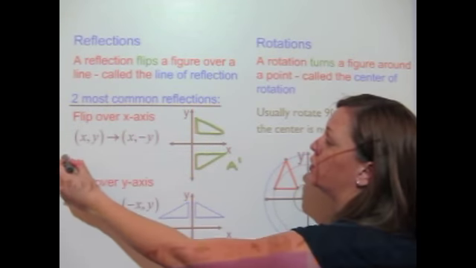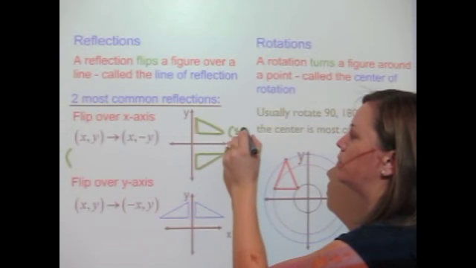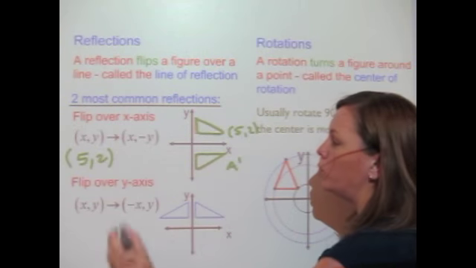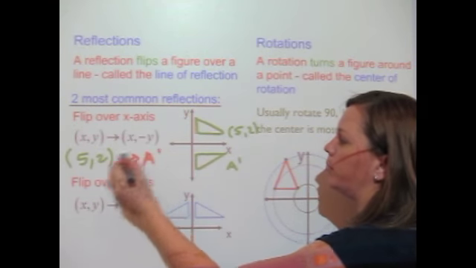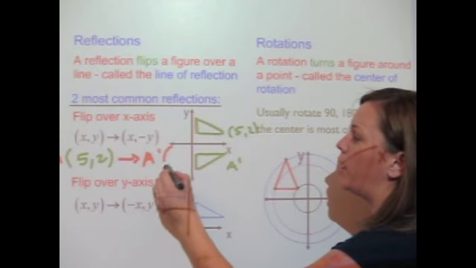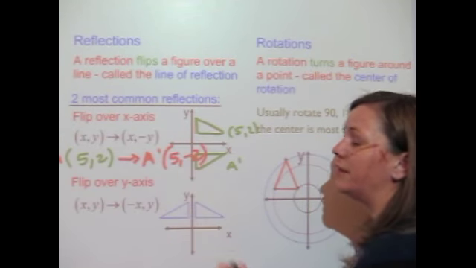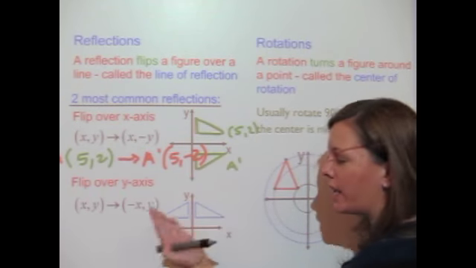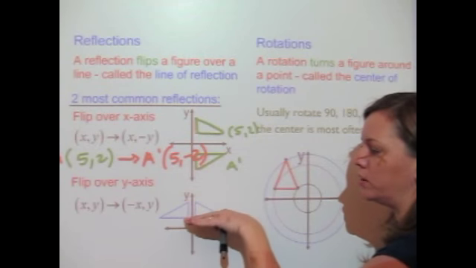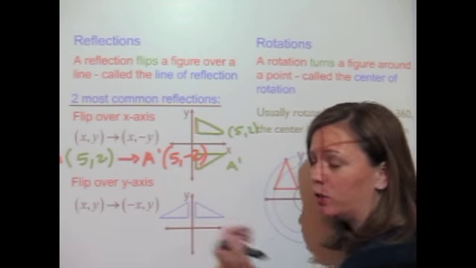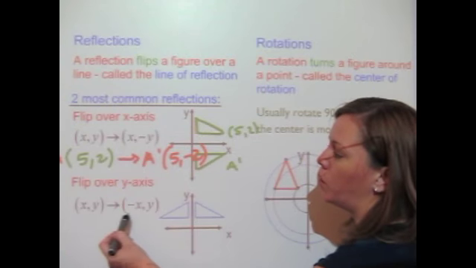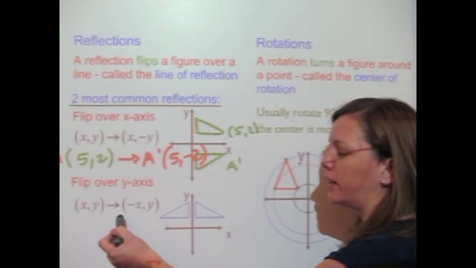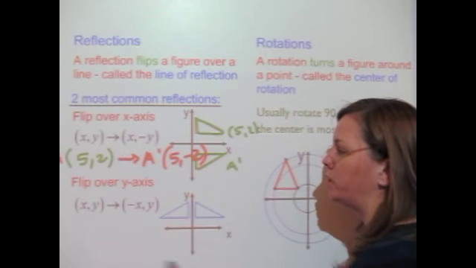So what happens in a reflection over the x-axis, your x coordinate stays the same, your y coordinate becomes negative. So if you had the point, let's say this was the point 5, 2, the new transformed point, let's call that point A prime, would be at 5, -2. On the other hand, if you're flipping over the y-axis, you can see the y values are all staying the same, but the x values are getting reversed. So in a transformation that reflects over the y-axis, your x value becomes negative, your y value stays the same.